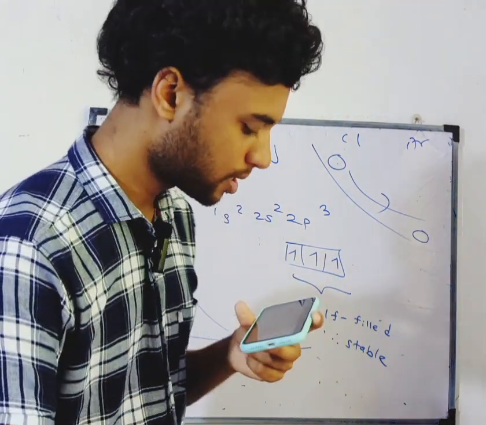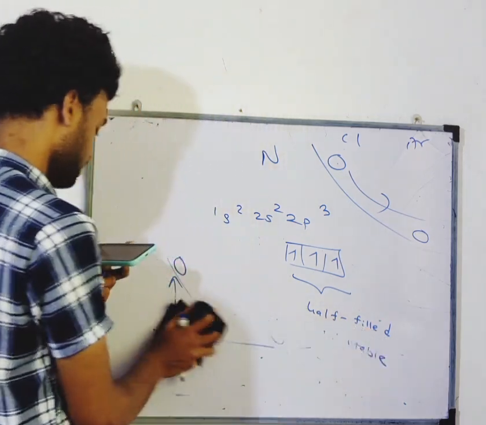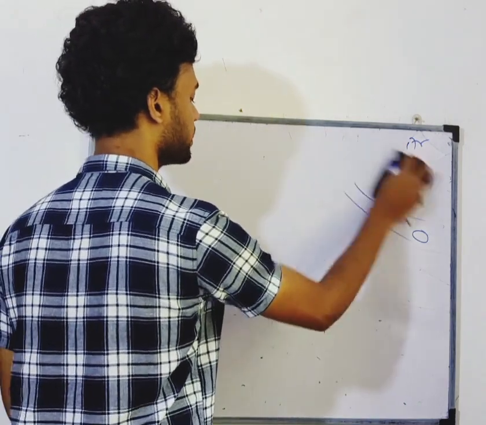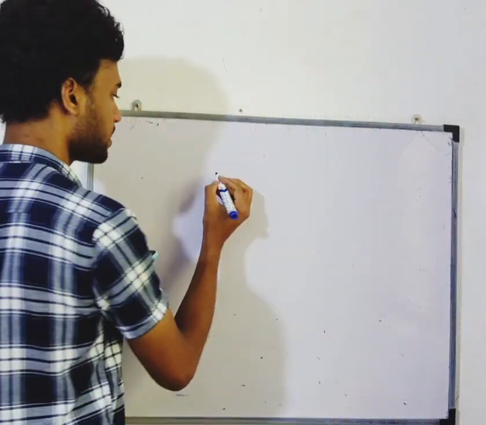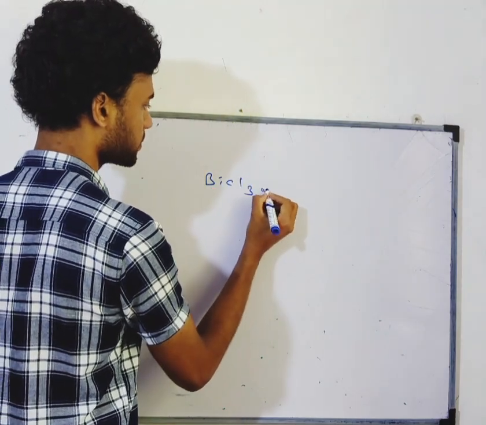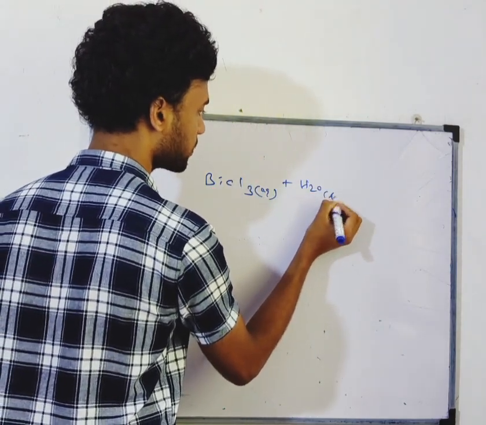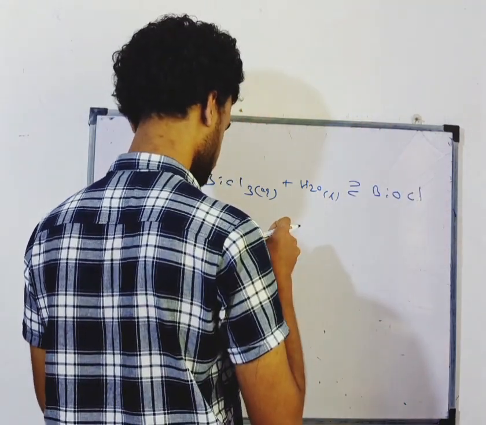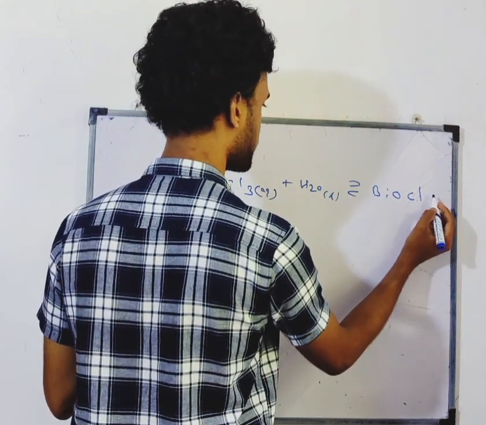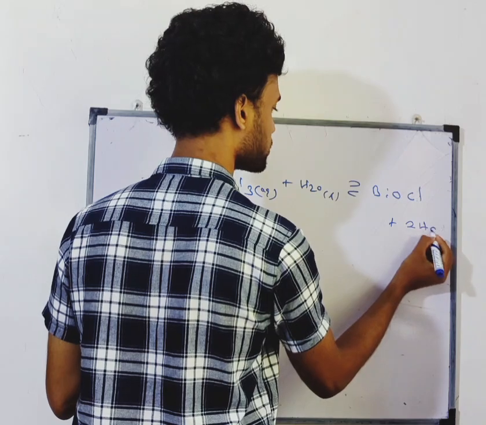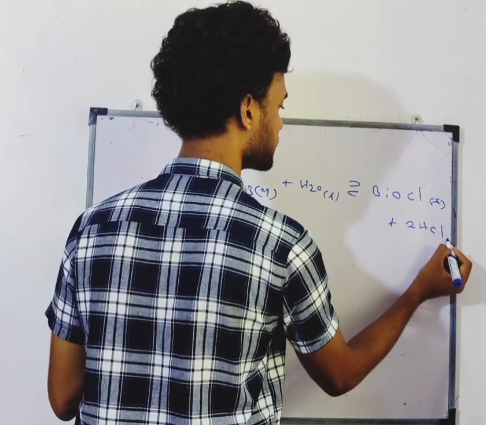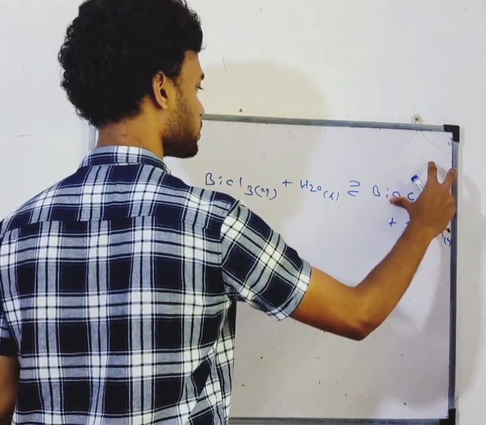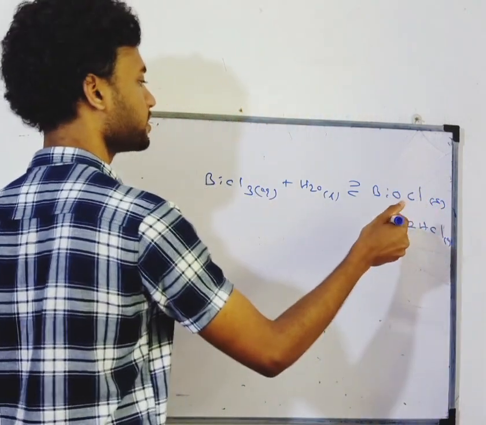Look at the second statement. Dilution of BiCl3 aqueous solution with water gives a white precipitate. What do you say? BiCl3 aqueous reacts with water, liquid, and becomes BiOCl, right? BiOCl plus 2HCl. This is solid. This is aqueous. So this is the precipitate that's formed. BiOCl solid and 2HCl.